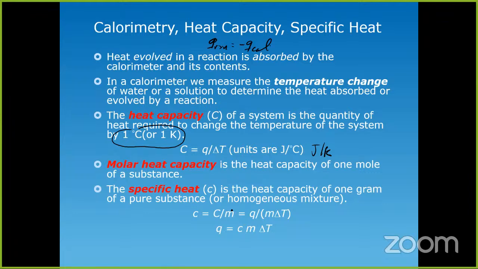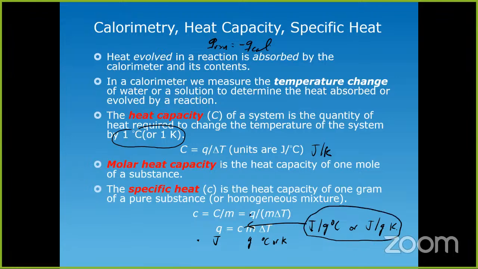And Q is in joules. M is in grams, usually. And delta T would be either degrees Celsius or Kelvin, which means that the units of c are either joules per gram degree Celsius or joules per gram Kelvin. I'm sorry, joules per gram Kelvin. All right? So again, it doesn't matter if you use Celsius or Kelvin. For specific heat, the numerical value will still be the same. So that's specific heat.